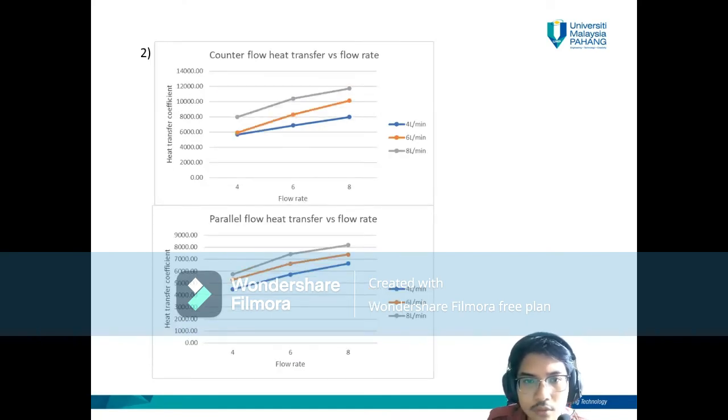Okay, for number 2, counterflow heat transfer versus the flow rate. As you can see, both of the data for the counter and the parallel are quite similar. But for the counterflow, the 6 liter per minute is a little bit lower compared to the 4 liter per minute.